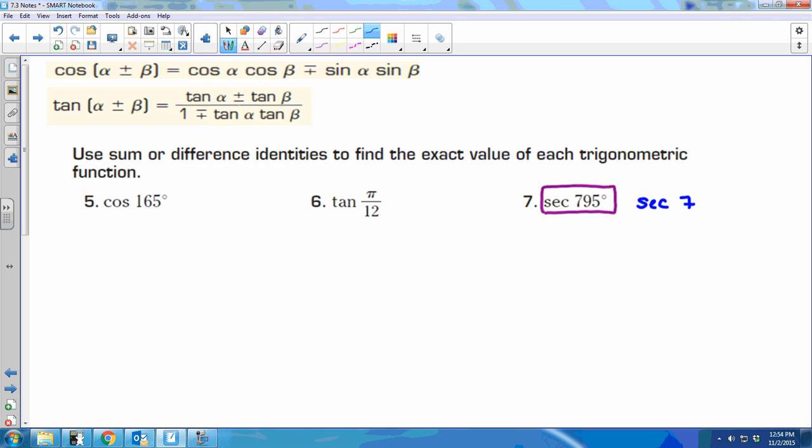So you subtract 2 rotations. So it'd be like, what, 360 and... So you take 795 and you subtract 360, and subtract 360 again until you get between 0 and 360. So we got 75.